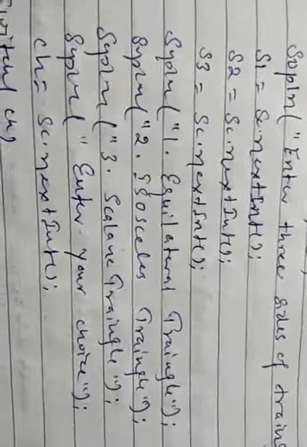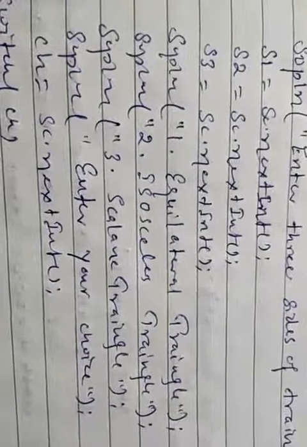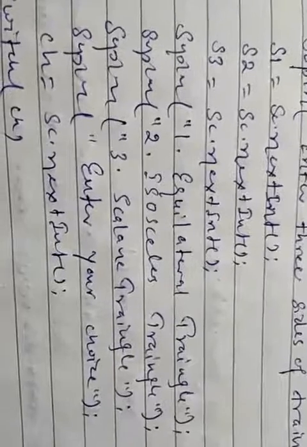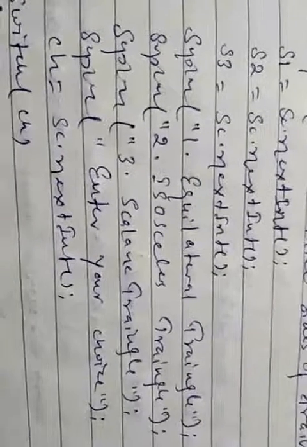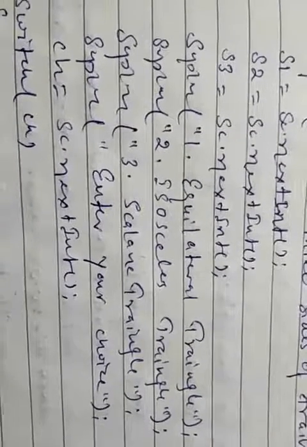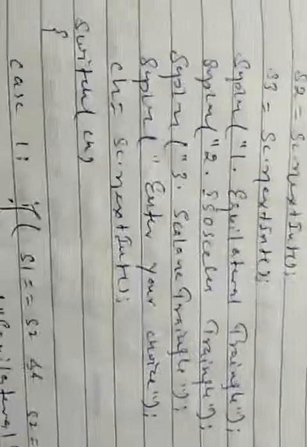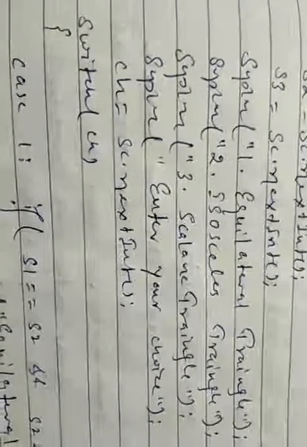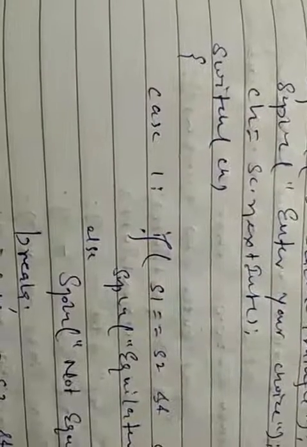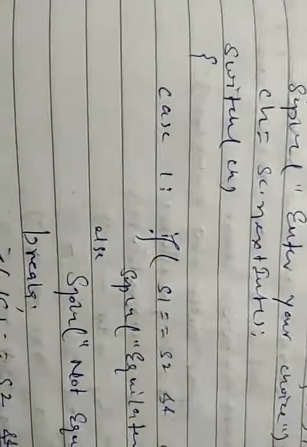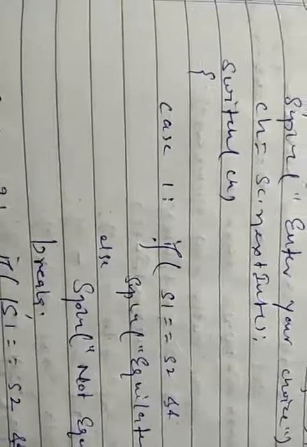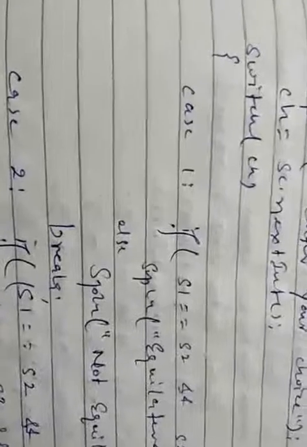Now we are displaying a menu. Number first is for equilateral triangle, number second is isosceles triangle, and number third is scalene triangle. Enter your choice, ch = sc.nextInt(). Now we are writing the switch statement, switch of ch. So if the value of ch is equal to 1, this will be switch on case number 1. And here we require the condition for equilateral triangle.